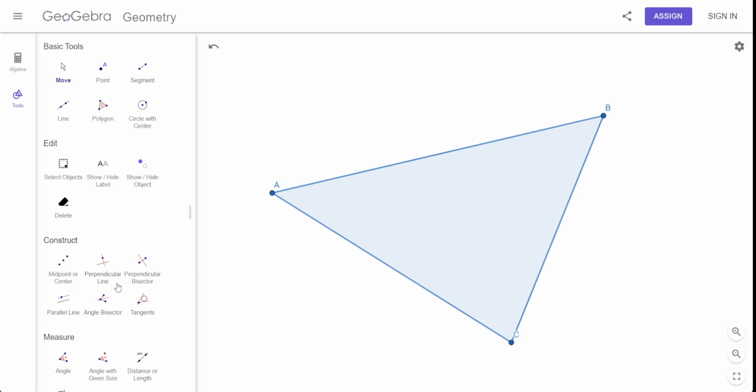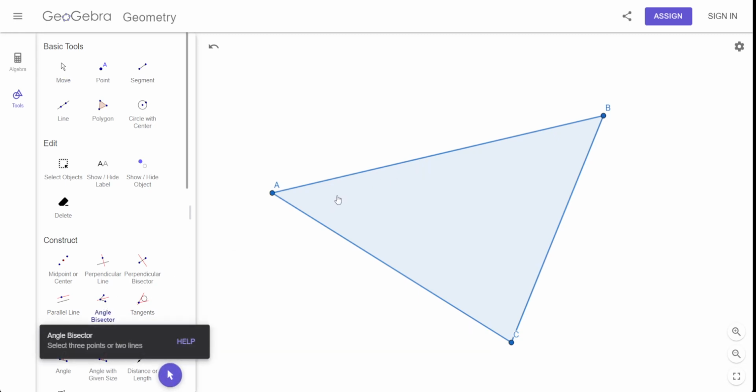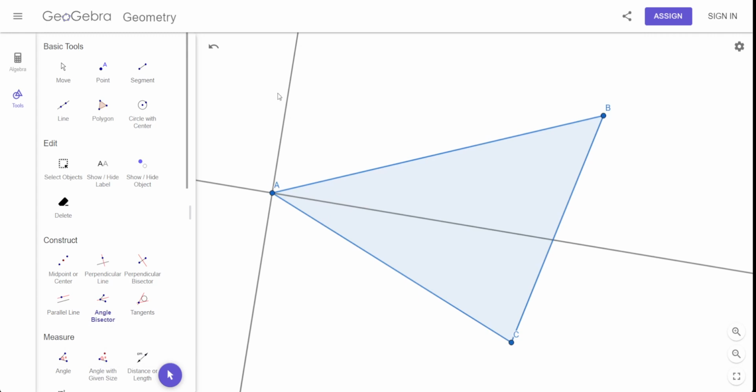So what I'm going to do is click angle bisector, click this side, and then click this side, and guess what it's going to do to that angle A? It's going to bisect it. Boom, there it is. For some reason, they put this perpendicular line there. I'm not really sure. We're going to get rid of it in a minute, okay?